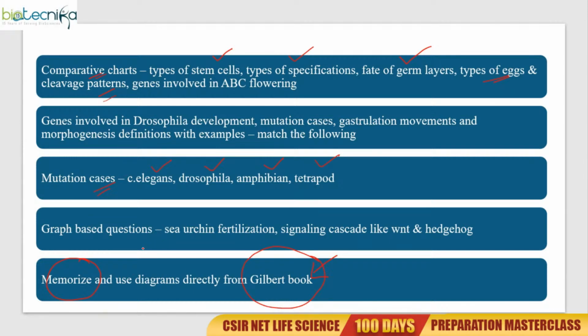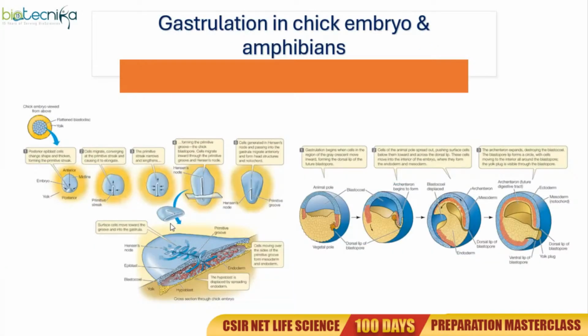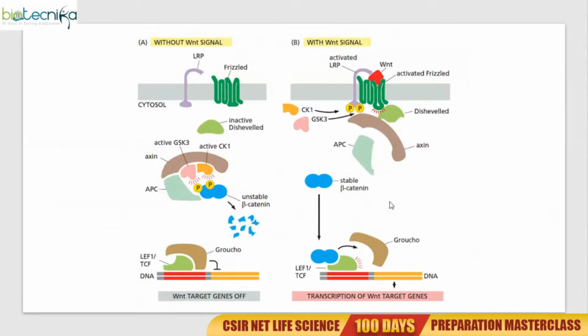Graphical based questions also do come from this unit 5, developmental biology. This is just an image of a comparison between gastrulation that occurs in the chick embryo and that of amphibians. So the image comparison will help you to remember the things better.